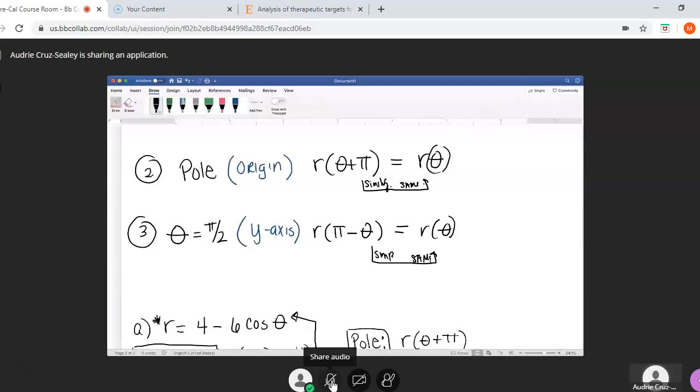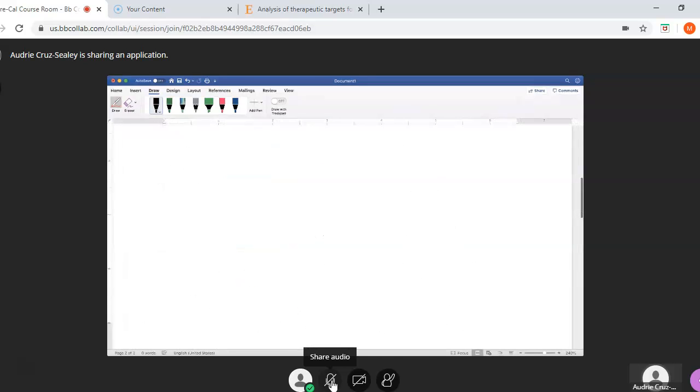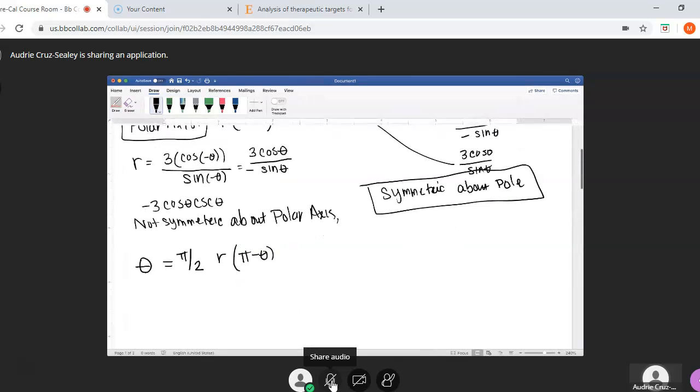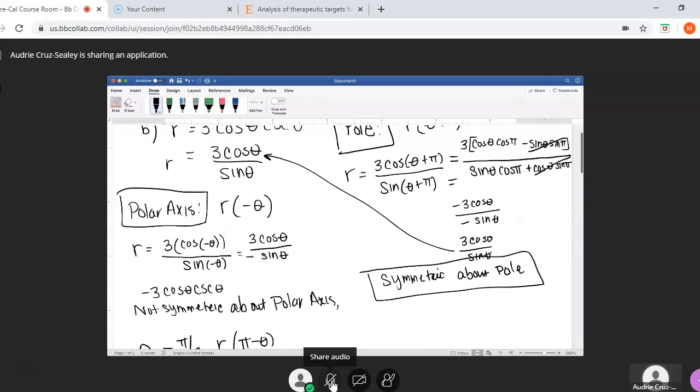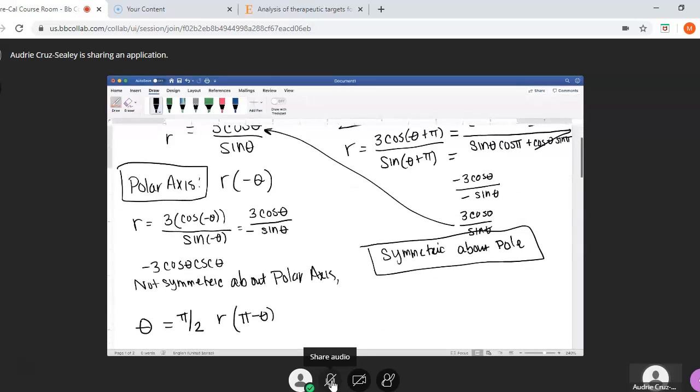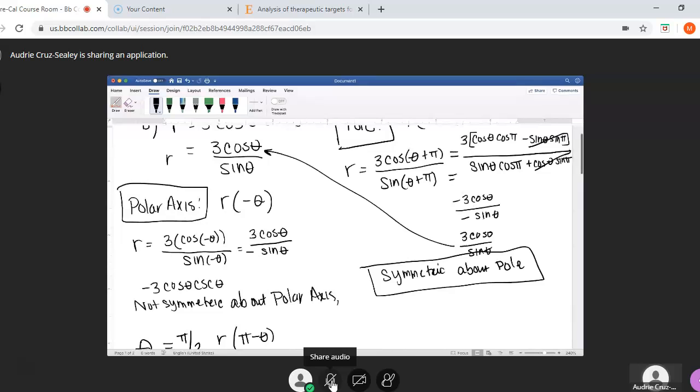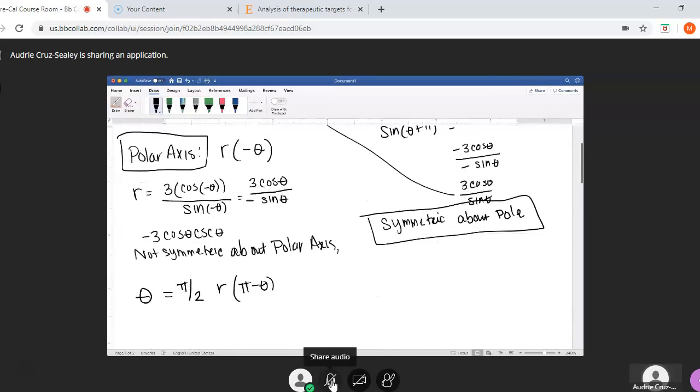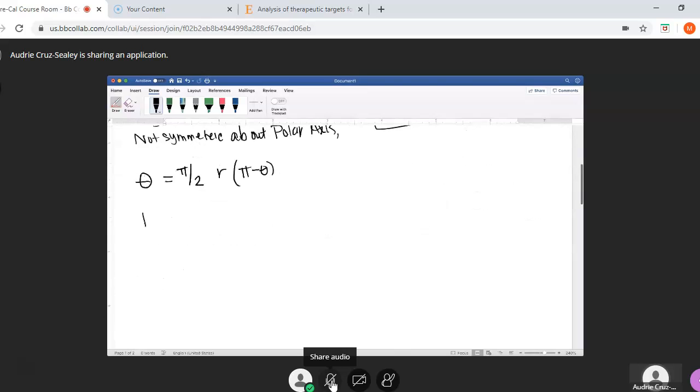If we're doing theta equals pi over 2, which is the y-axis, we're going to replace theta with pi minus theta, and then we're going to see if we get the same thing back out. So in this case, I'm going to have r equals 3 cosine of pi minus theta over sine of pi minus theta.